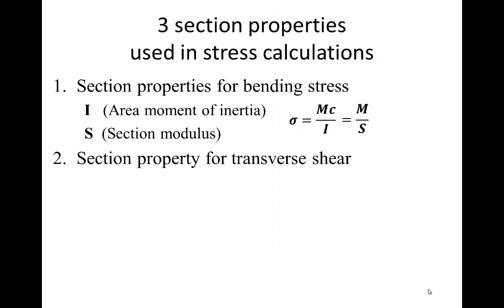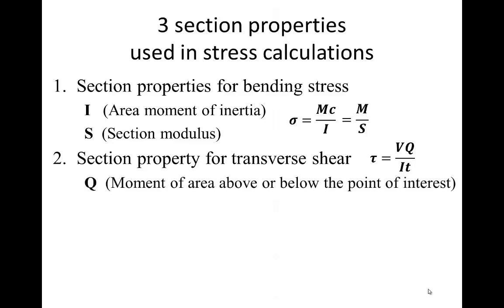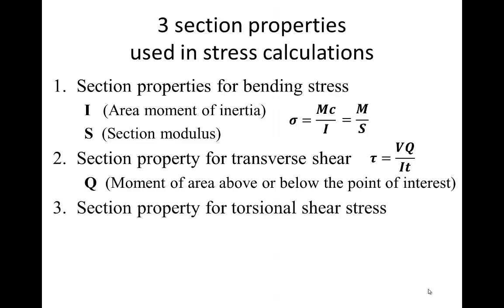Second, I will explain the section property used when calculating transverse shear stress. Transverse shear stress is calculated by the equation VQ over It. The letter Q is the first moment of area above or below the point of interest. Third, I will explain the section property used when calculating torsional shear stress. Torsional shear stress is calculated by Tc over J. J is the polar moment of inertia.